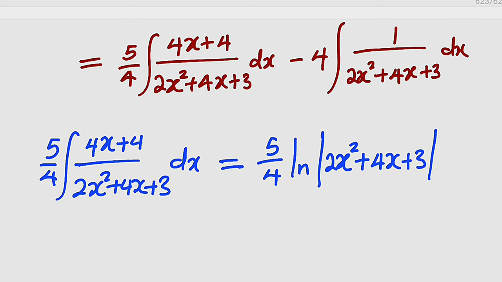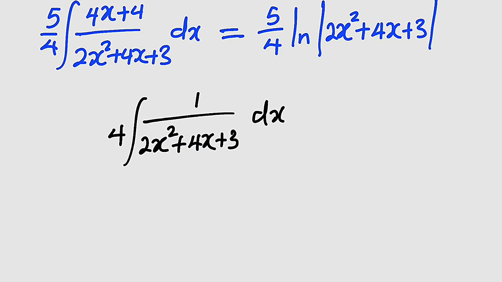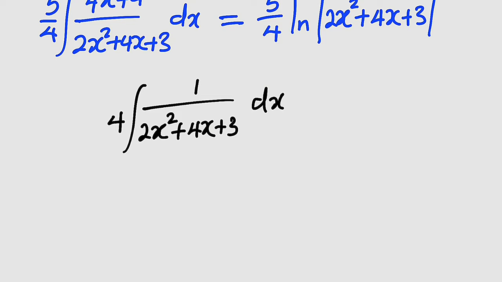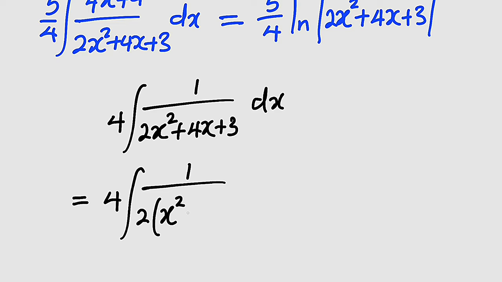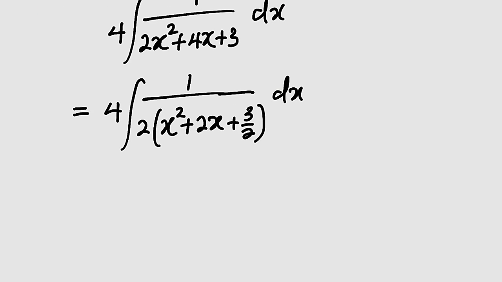So now let me take the second one and integrate it as well. We can factor out 2 from our denominator. So this is equal to 4 multiplied by the integral of 1 divided by 2 outside. Inside we have x squared plus 2x, then plus 3 divided by 2, dx. And this 2 can come outside and it will divide 4.